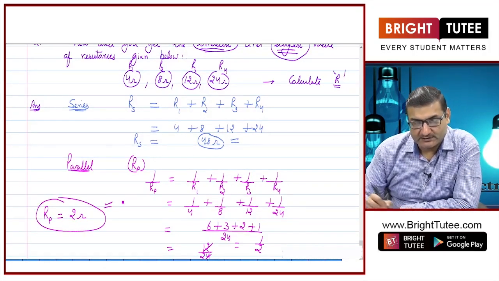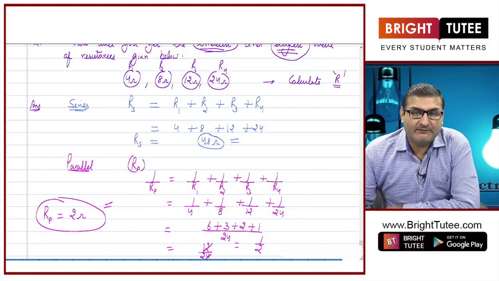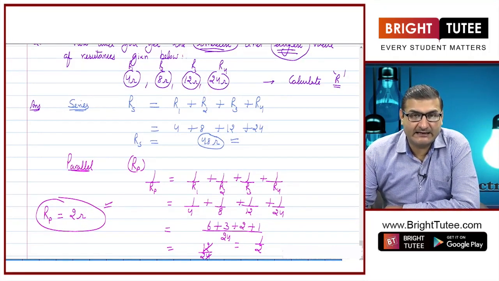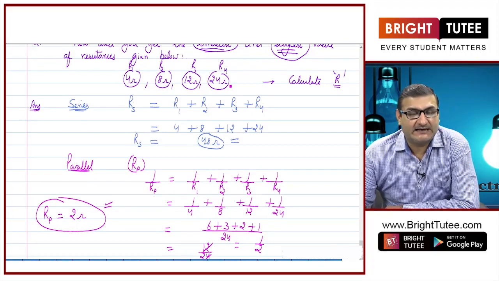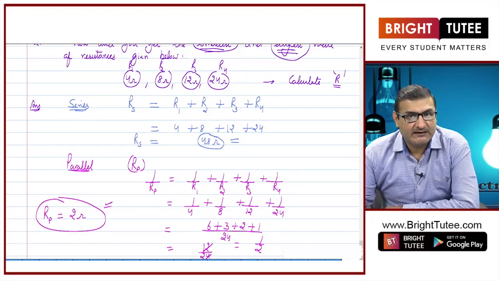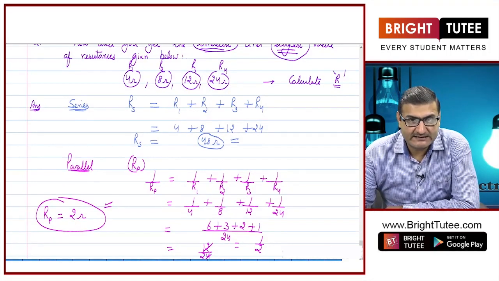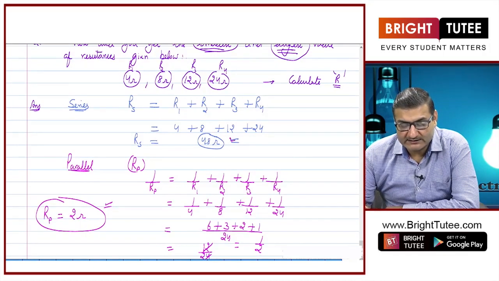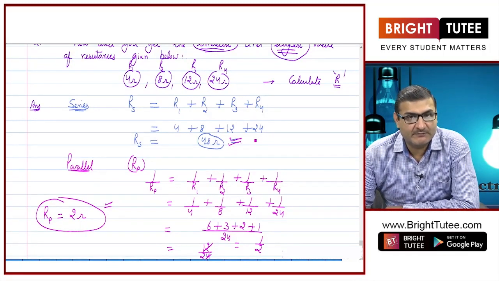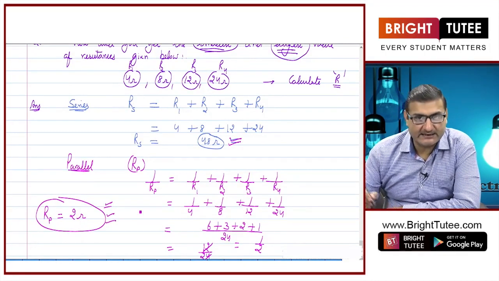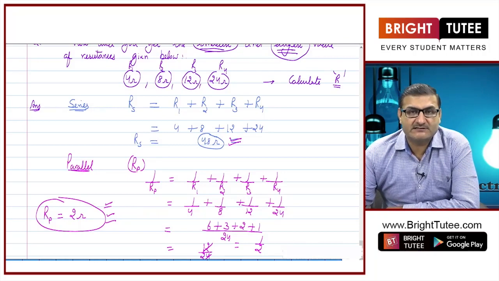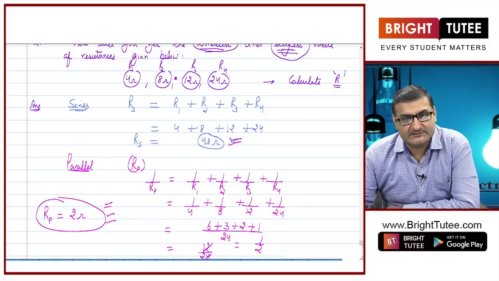So, this is the smallest possible value of total resistance I can get by using these 4 resistances. For getting the largest value, I will connect them in series. For getting the smallest value, I will connect them in parallel. In series, I get the total resistance of 48, which is the maximum possible resistance I can get, and when connecting in parallel, I will just get 2 ohm total resistance, which is the smallest possible value of resistance using these 4 resistances.